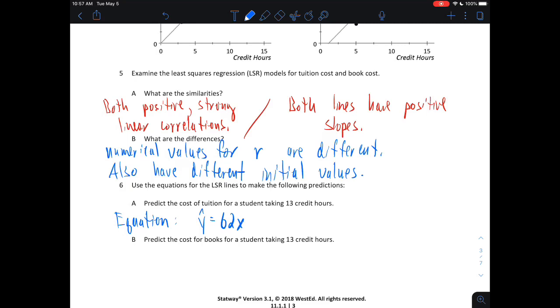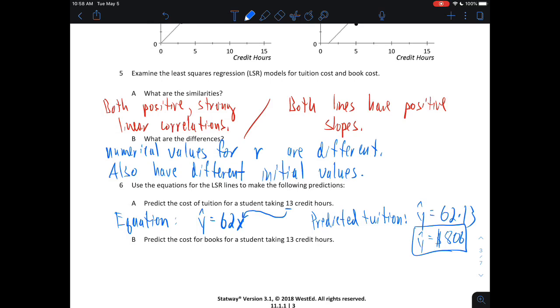Remember that y hat is going to be the output, the prediction that is made. But we have to put something into this equation. The thing that we have to put in is the 13, and it replaces the x. So this means that our prediction, so predicted tuition, that would be y hat equal to 62 times 13. So then if you multiply 62 times 13, you get $806. So that's our predicted tuition.